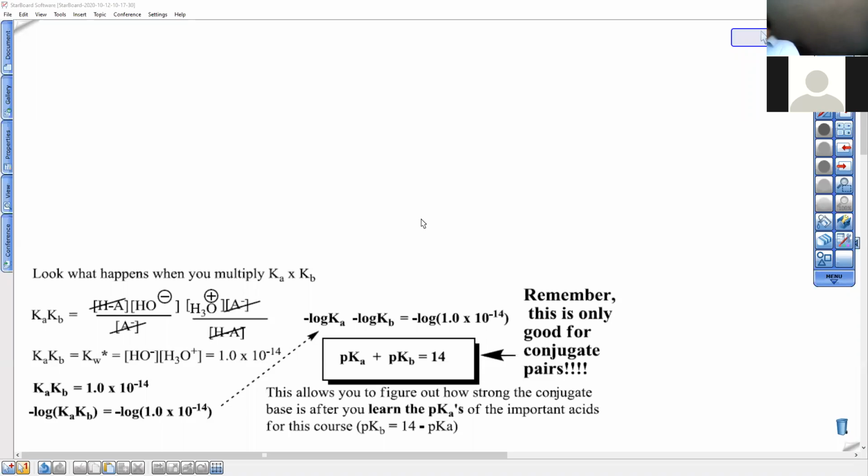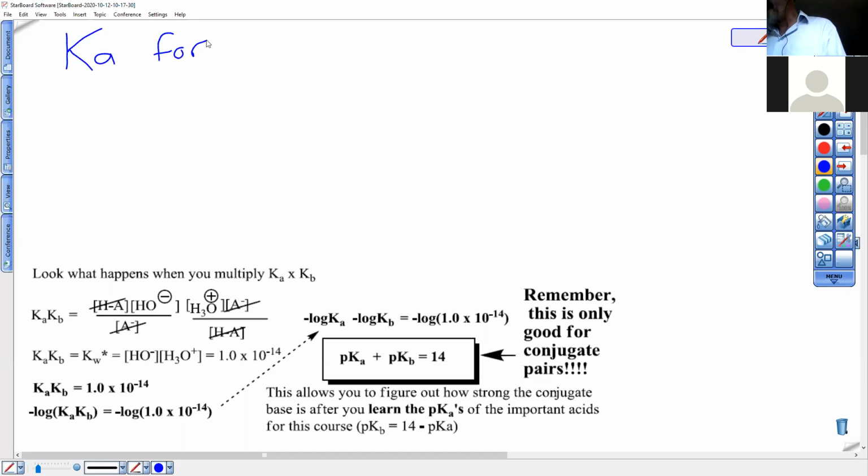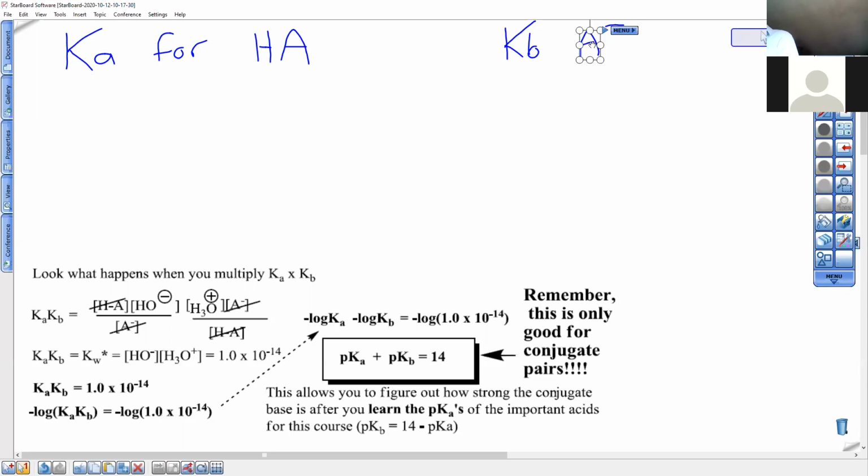I want you to remember the two reactions that we like to talk about, the main one being the Ka reaction for an acid. And here's a generic acid, H bonded to anything. And I want to talk about the Kb reaction for the conjugate base, which is A minus.